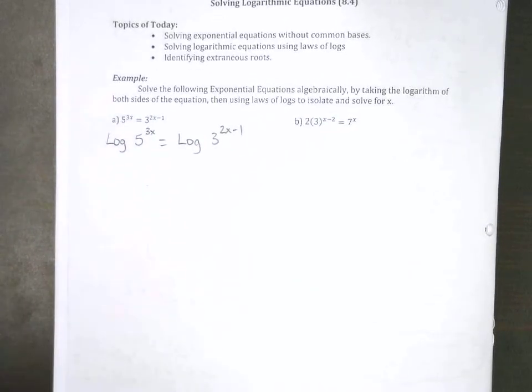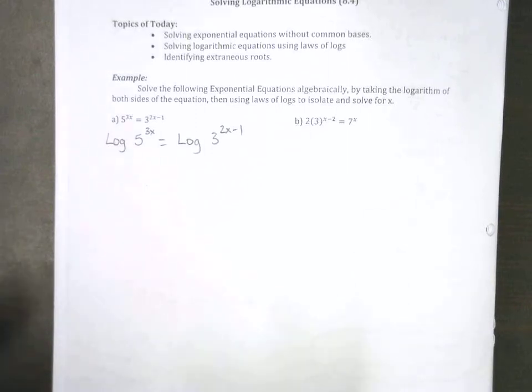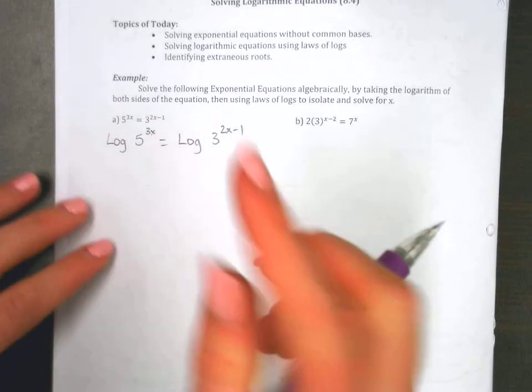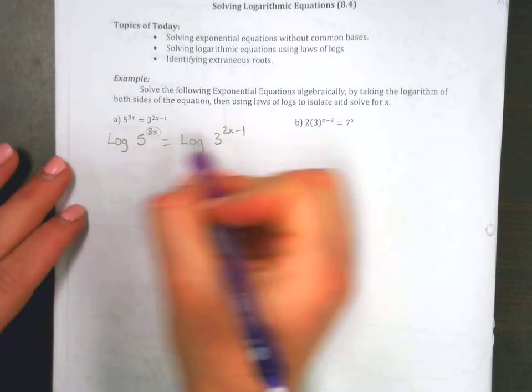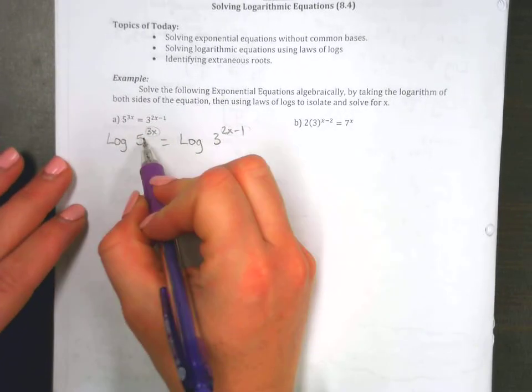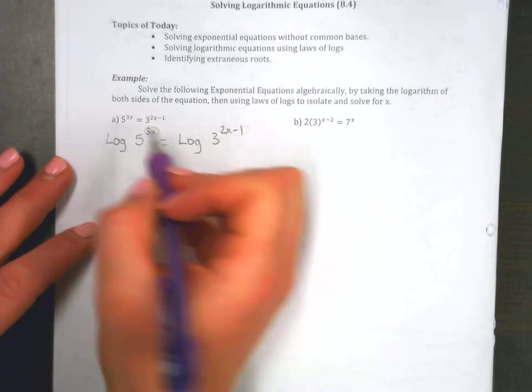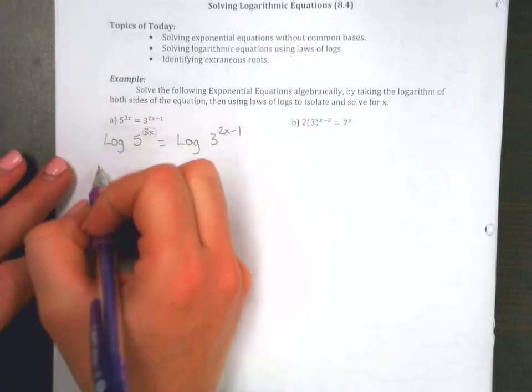So from here, both of these are a power on these values of 5 and 3. So I'm going to use my power rule to rewrite this equation as 3x log 5 equals 2x minus 1. So technically that would be in a set of brackets times log of 3.